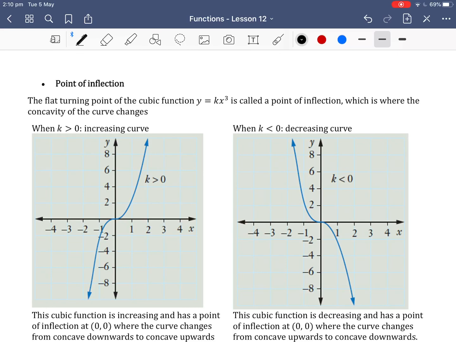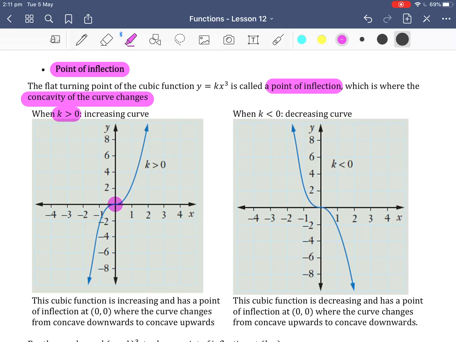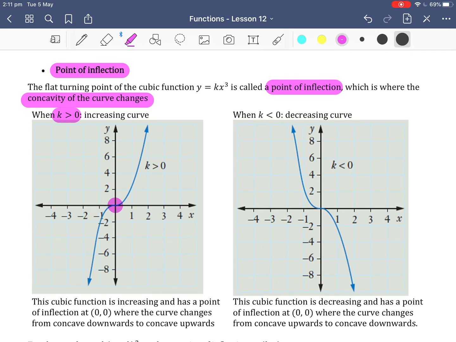Moving on, we want to now talk about the point of inflection and what that has to do with cubics. So the point of inflection is the flat turning point of the cubic function, which is called the point of inflection, which is where the concavity of the curve changes. So when k is greater than or equal to 0, we have an increasing curve. So our point of inflection occurs here at the point 0, 0. So this is where the curve changes from concave downwards to concave upwards.